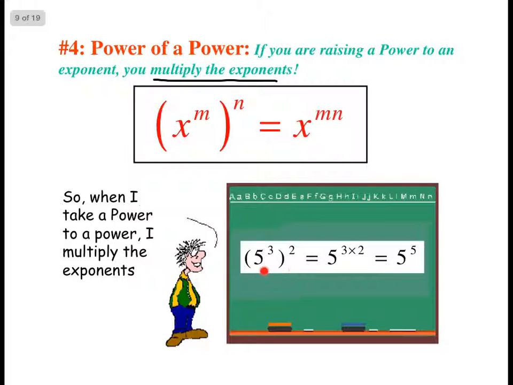An example down here, if you have 5 to the 3rd power and you're raising it to the 2nd power, then you multiply the exponents together. 2 times 3 makes 6. So this is wrong. This should be 5 to the 6th. So let's write that in there. So it should be 5 to the 6th power, not 5 to the 5th power. So when you take a power to a power, you multiply the exponents. So there's one more rule here.